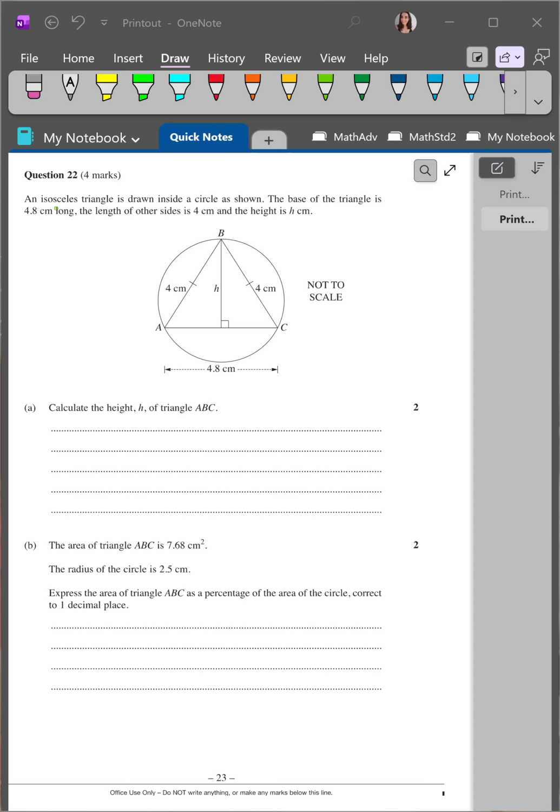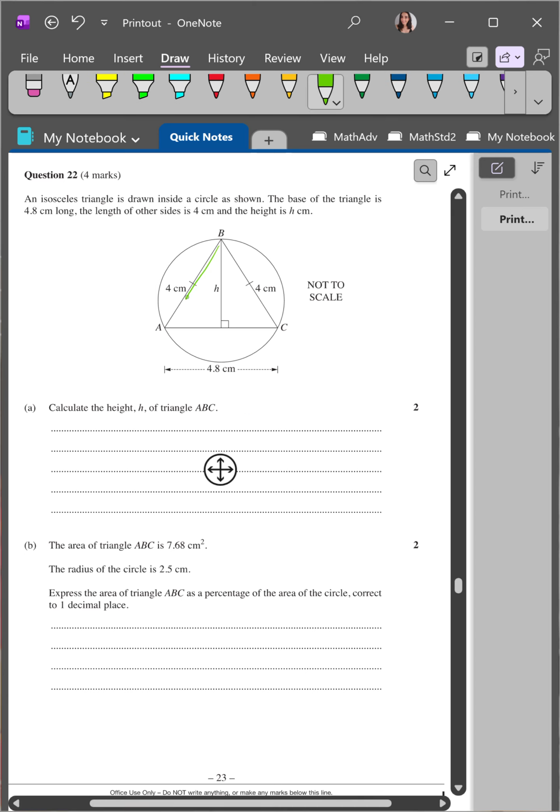Question 22. An isosceles triangle is drawn inside a circle as shown. The base of the triangle is 4.8 centimeters long, the length of the other sides is 4 centimeters, and the height is h centimeters. Calculate the height h of triangle ABC.